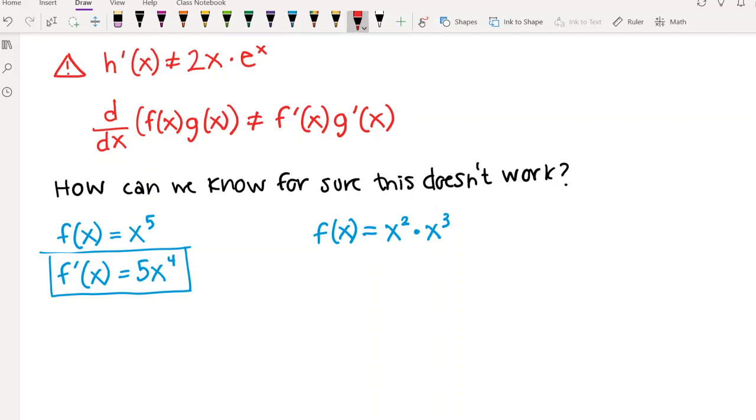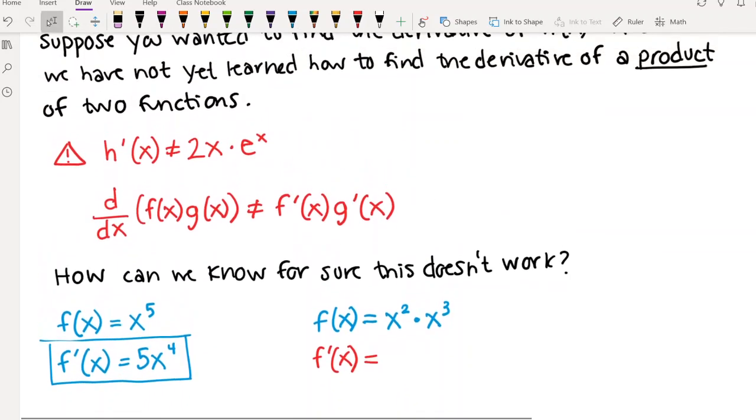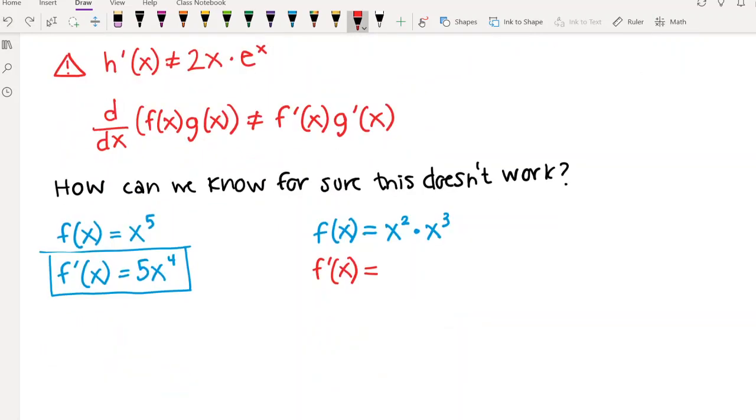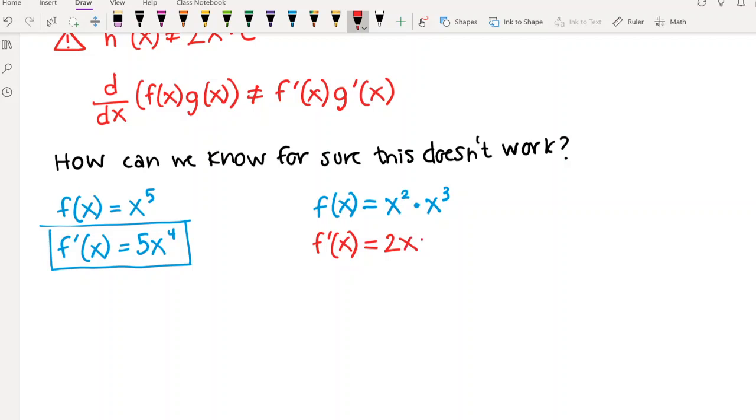So let's say that now you decided to use this incorrect product rule. So if you tried to take the derivative of this using this thing up here, you would get 2x times 3x squared. And that's equal to 6x cubed, which is a completely different function from what we know is the correct function, right? So this just does not agree with what we know is the correct function.